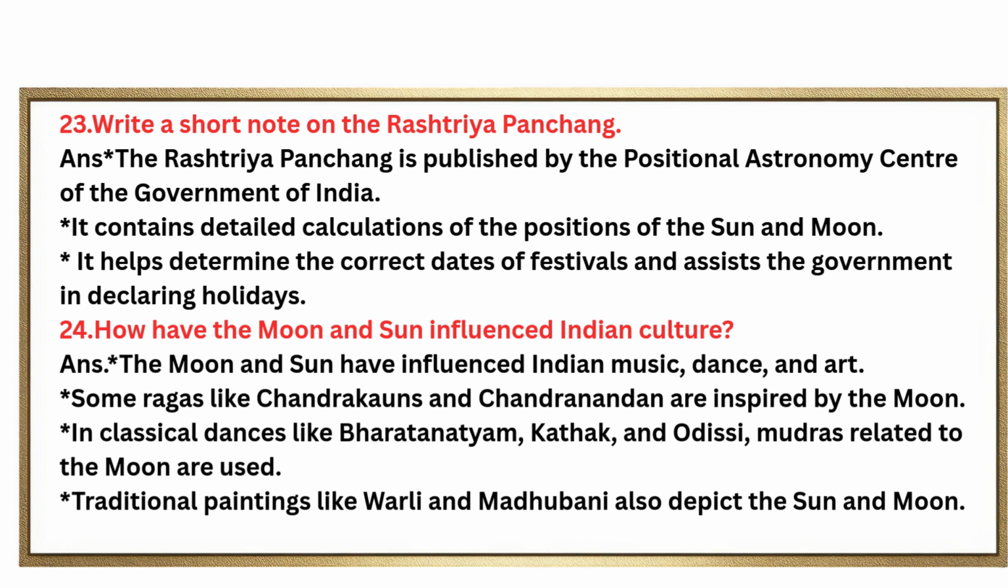Question number 24. How have the moon and sun influenced Indian culture? Answer. The moon and the sun have influenced Indian music, dance and art. Some ragas like Jatas, Chandrakants and Chandranandan are inspired by the moon. In classical dances like Bharatanatyam, Kathak and Odissi, mudras related to the moon are used. Traditional paintings like Warli and Madhubani also depict the sun and moon.